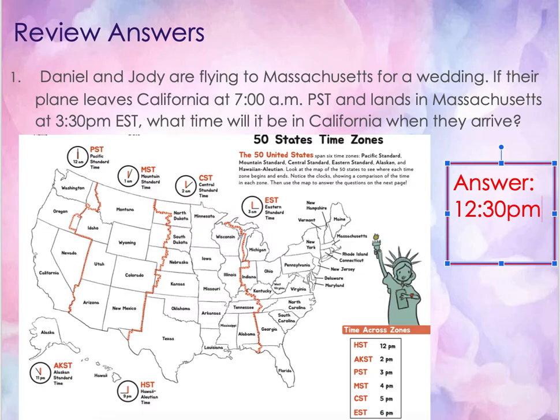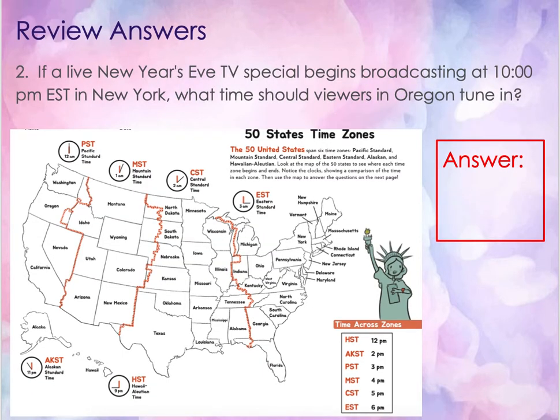Let's try another one. If a live New Year's Eve TV special begins broadcasting at 10 p.m. in New York, what time will viewers in Oregon, right here, tune in? If it's 10 p.m. over here, what time will it be in Oregon? I know for sure that I have to subtract when going back to the west side, to California, to Oregon. So if it's 10 p.m. here, then it'll be 9 p.m., 8 p.m., 7 p.m. And that's it.